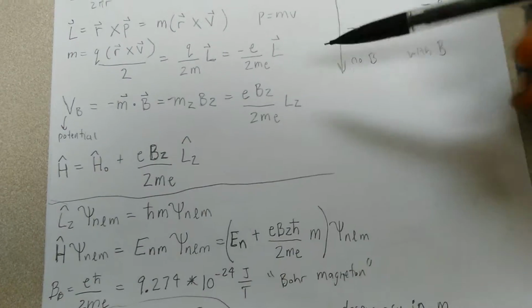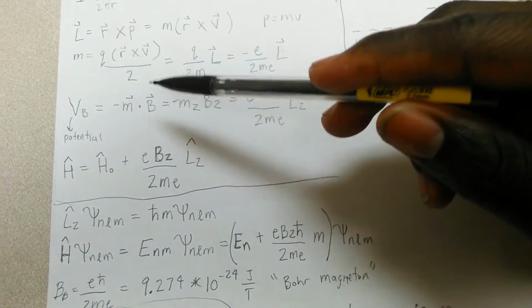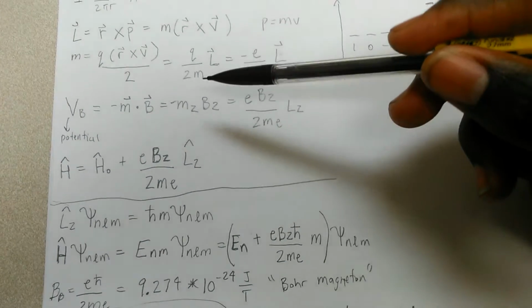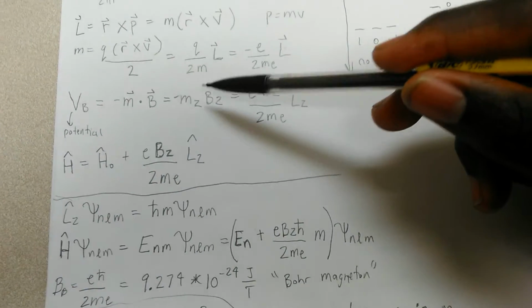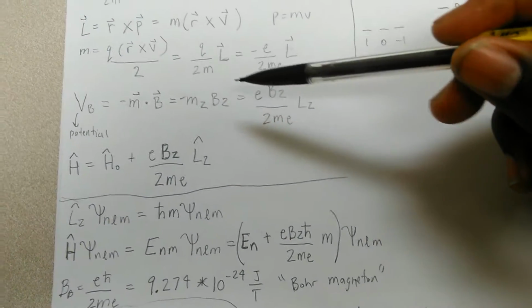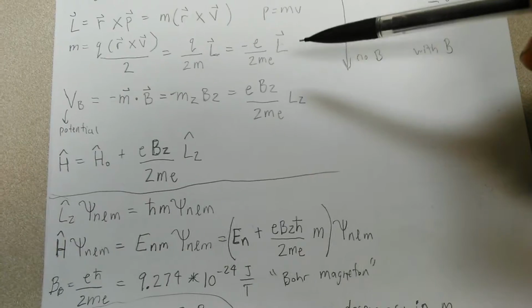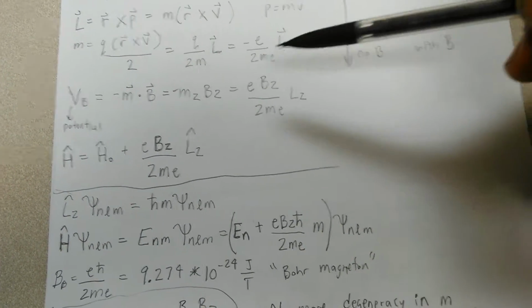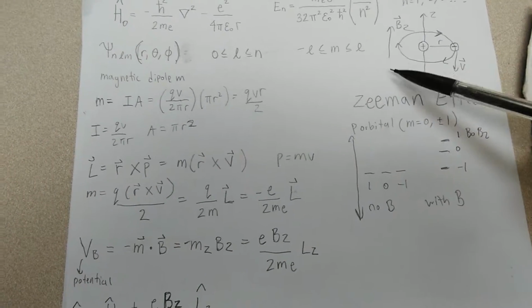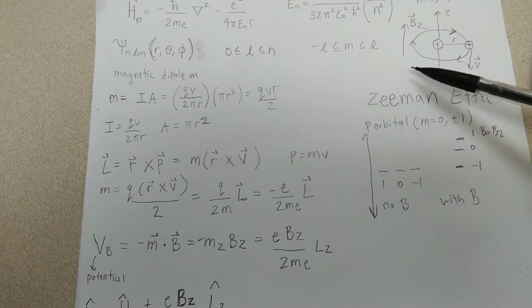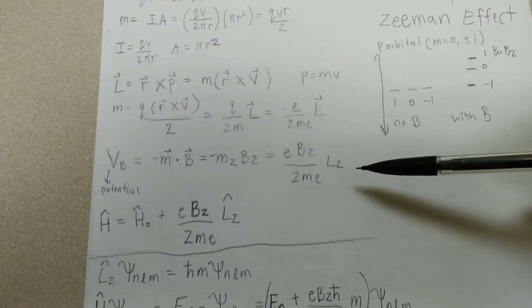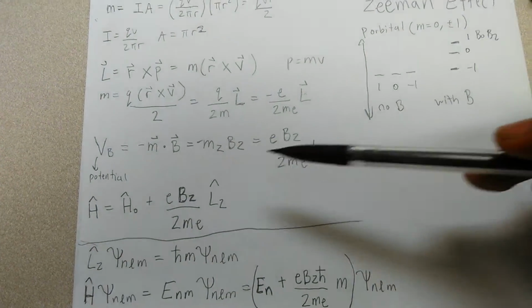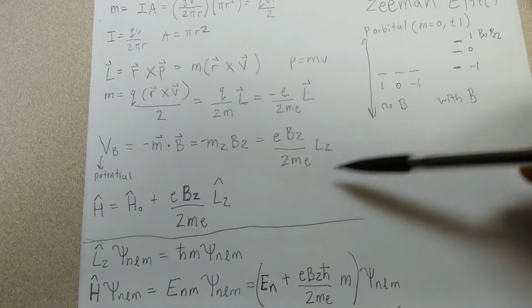Given that the potential is proportional to minus the magnetic moment times the magnetic field, which is always the case, I can write the potential in terms of the angular momentum. And in this case, since I've drawn in this picture that the magnetic field is in the positive z direction, I can write the potential in terms of the z component of angular momentum.